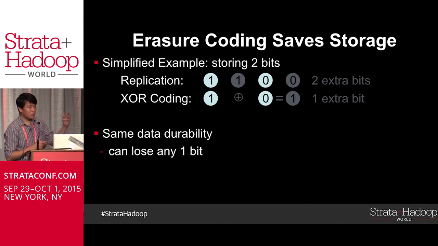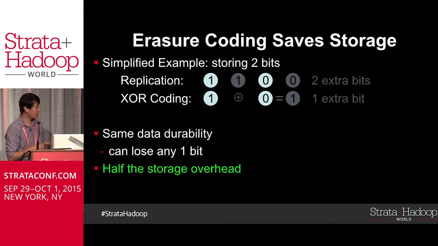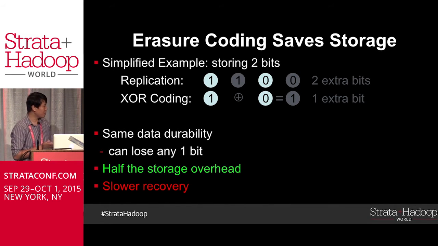So with the 2 mechanisms, you have the same data durability. With the 2-way replication and the XOR coding, you can lose any 1 bit and you can recover all the original data. But XOR coding has half the storage overhead because you're storing 1 extra bit instead of 2. But as a trade-off, the recovery from storage failure is slower because you have to do the calculation instead of just switching to a replica.